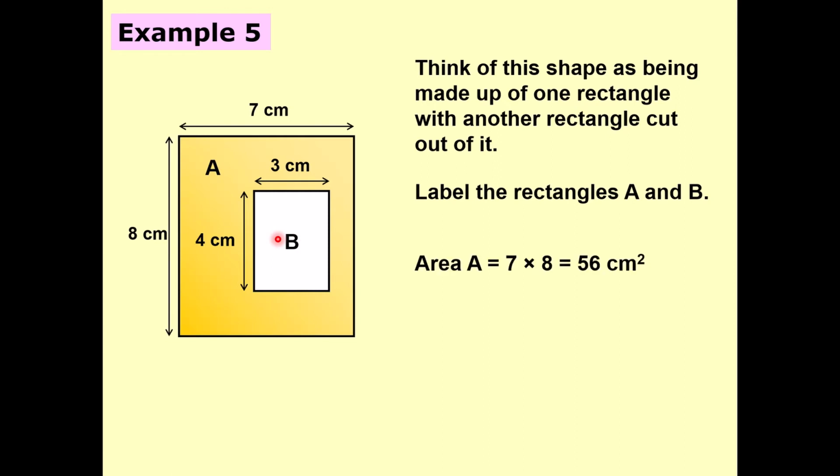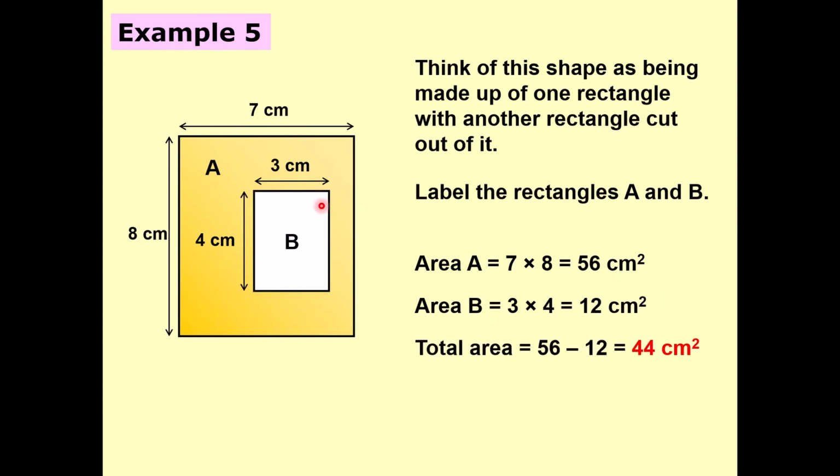Calculating the area A, 7 by 8, so 7 times 8 is 56. And then area B is 3 times 4, so 3 times 4 gives us 12 square centimetres. And you might have guessed what we're going to do now. We're not going to add them together because this area has been cut out. We're going to subtract them. So the larger area of 56, take away that small rectangle that's been cut out to give us 44 square centimetres.